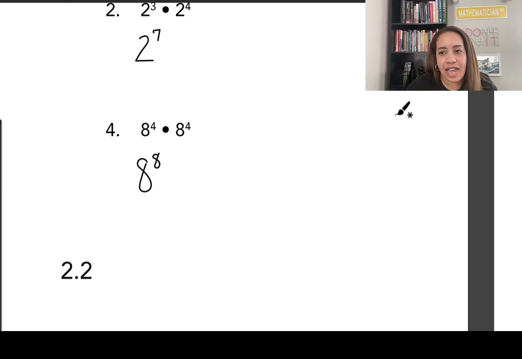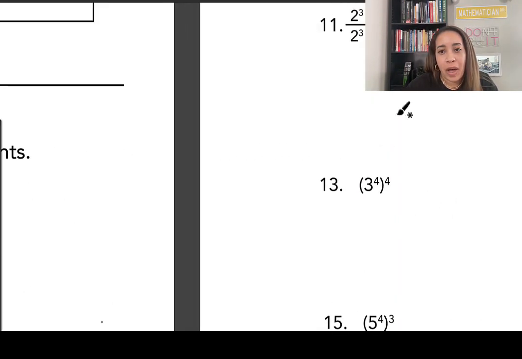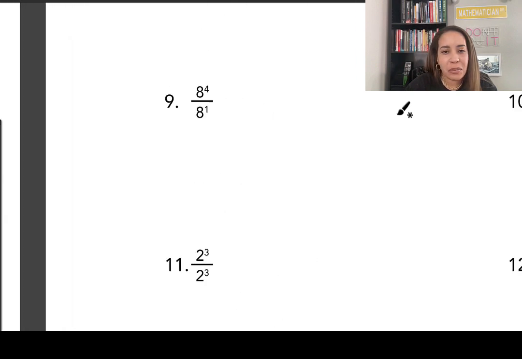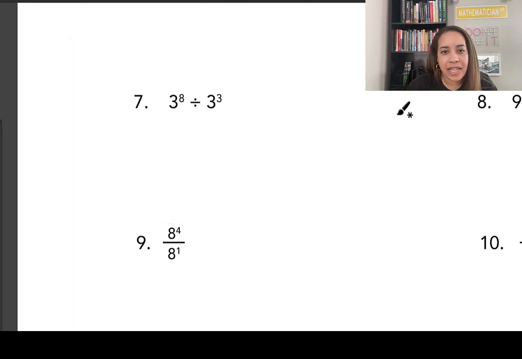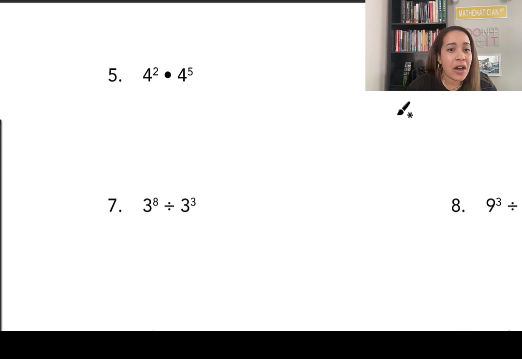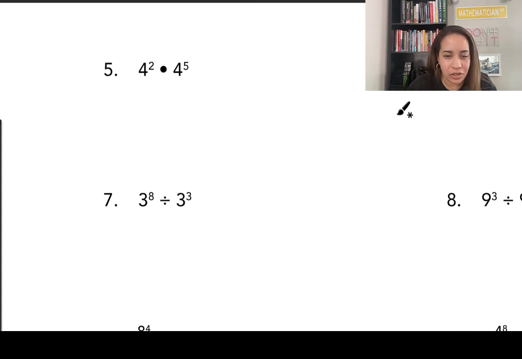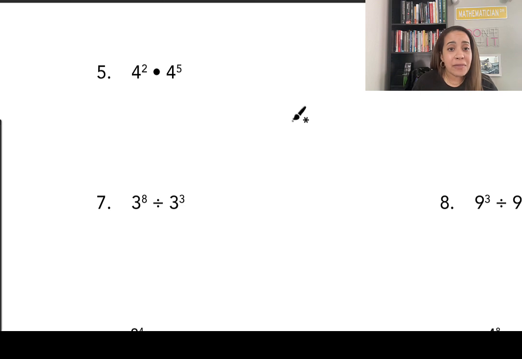We'll take a look at the next page as well. I will have all 20 problems here on this video, but again, I challenge you to try some out on your own so you can start testing your memory of these rules. But here's number 5. We see multiplication again. We have the same base, so we know that our rule tells us to copy down that base and add up our exponents. 2 plus 5, of course, gives us 7. So final answer for number 5 is 4 to the 7th power.